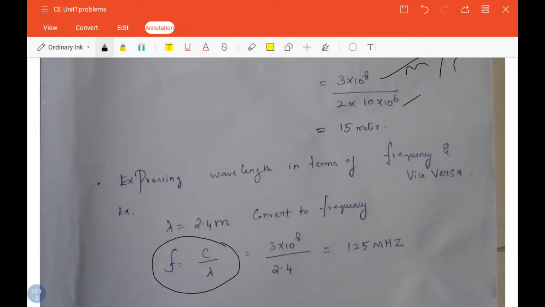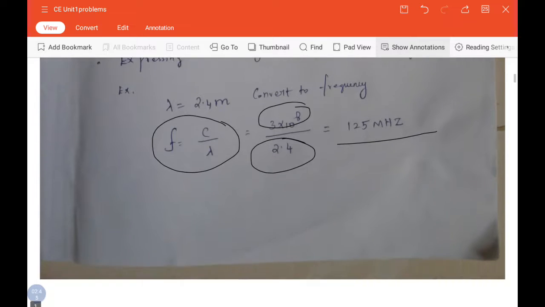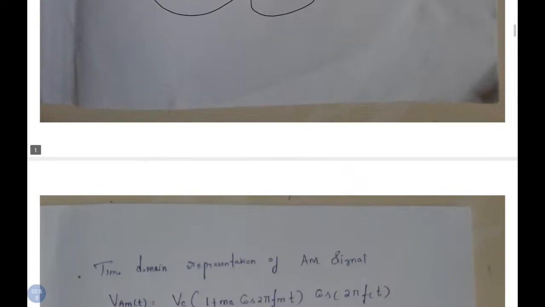Here in this sample problem, lambda is given as 2.4 meter. You have to convert it into frequency. Just substitute the c value 3 into 10 power 8 and then the lambda value that is given. By dividing these two values, you get the frequency as 125 megahertz. So the wavelength of 2.4 meter is converted into 125 megahertz frequency. Like this, you can convert frequency into wavelength or wavelength into frequency. The formula you should remember is f equal to c by lambda.